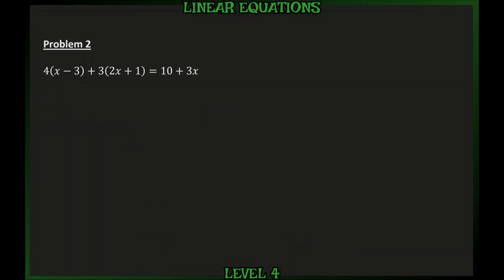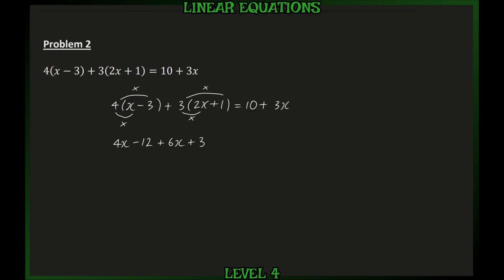In problem 2, we're solving the equation 4 multiplied by (x minus 3) plus 3 multiplied by (2x plus 1) is equal to 10 plus 3x. Now to start, we have brackets on the left, so we can expand these brackets by first multiplying 4 by x to give us 4x, and 4 by minus 3 to give us minus 12. For the next bracket, we can multiply 3 by 2x to give us positive 6x, and 3 multiplied by 1 gives us plus 3. And on the right, we still have 10 plus 3x.